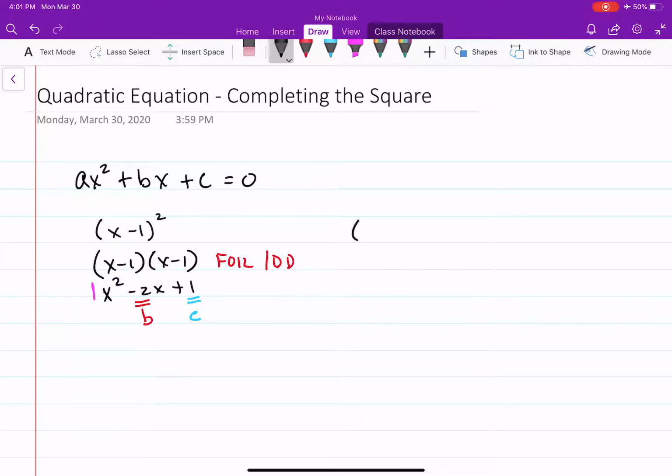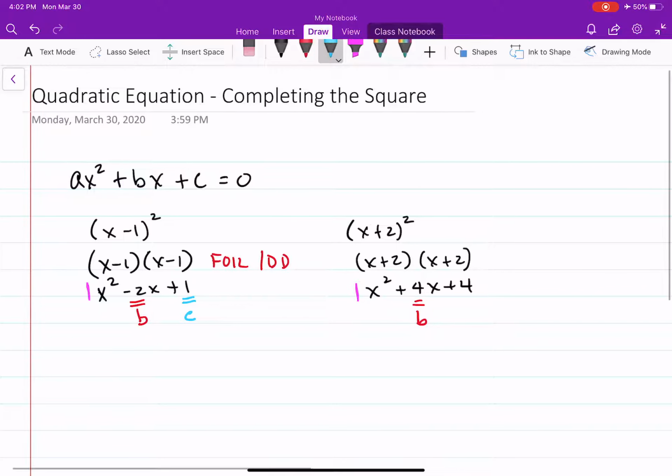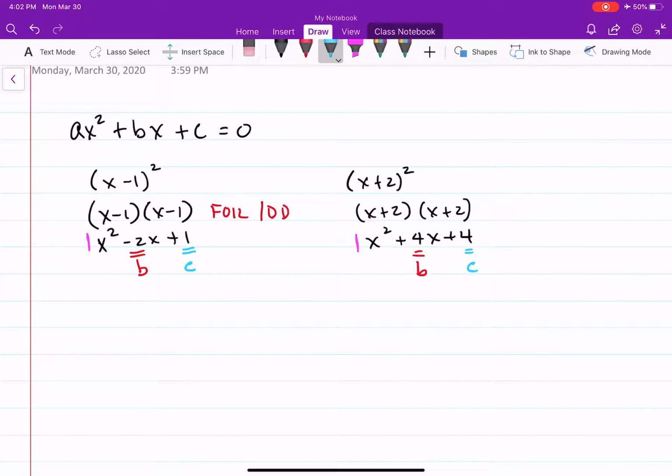So let's keep going. Let's say I use x plus 2 squared. Well, that's x plus 2 times x plus 2. That's going to give me x squared plus 4x plus 4. Same thing here: a is equal to 1, and there's a relationship between the b and the c. So the question is, what is that relationship? It doesn't matter what you do. If a comes out to be 1, the b and the c have a relationship.